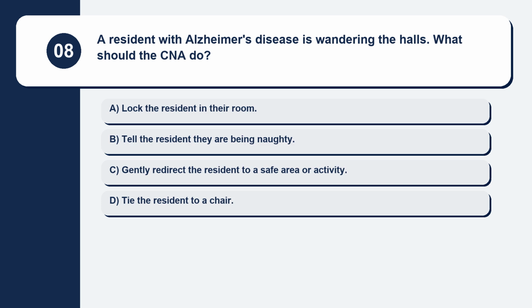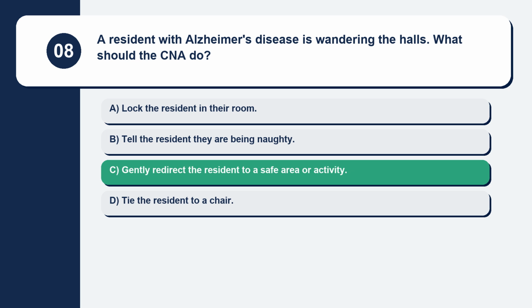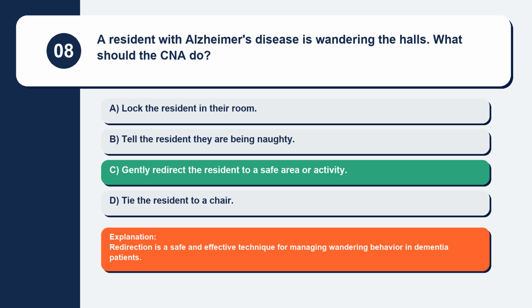Question 8. A resident with Alzheimer's disease is wandering the halls. What should the CNA do? Lock the resident in their room, tell the resident they are being naughty, gently redirect the resident to a safe area or activity, tie the resident to a chair. Redirection is a safe and effective technique for managing wandering behavior in dementia patients.